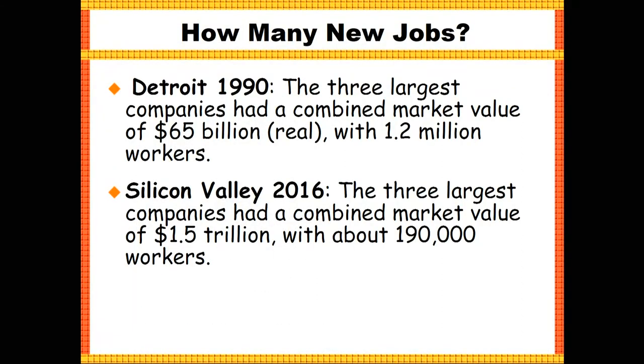And let's talk about the number of jobs. So go back to 1990, not that far in the past. Look at Detroit, which used to be the center of the U.S. economy, of the car economy. And you find three companies, GM, Ford, and Chrysler. The market value is $65 billion. They employed more than 1 million people. Then go to Silicon Valley. You take the big three companies, which is Alphabet, Apple, and Facebook. In 2016, they had a market valuation of $1.5 trillion, and they employ fewer than 200,000 workers. So you can have a huge economic growth, but you don't create enough jobs.